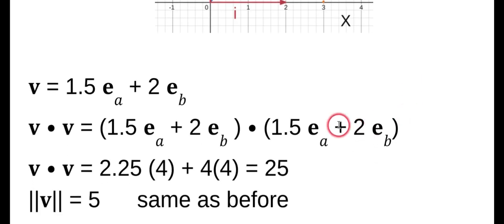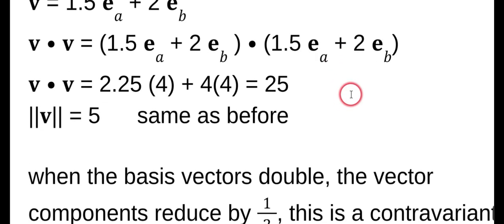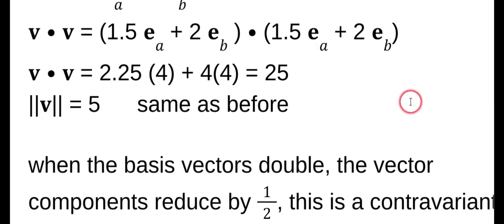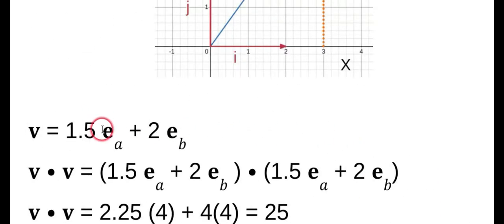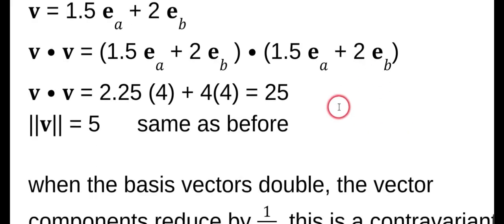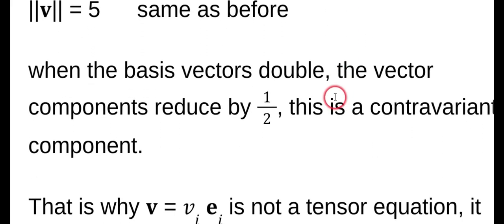So what's that saying, right? When the basis vectors double, the vector components reduce by 1/2. This is a contravariant component. So that's what it means to have the index in the upper position. It means it changes against. So these went one way and this went the other way. Okay? That's really the point.